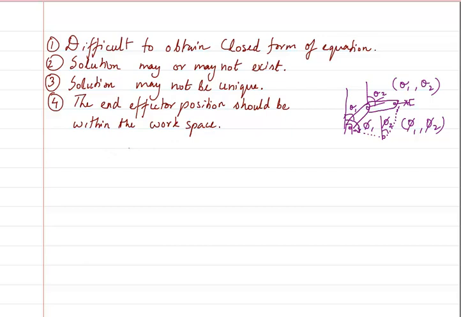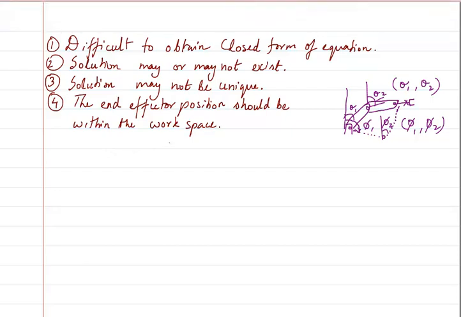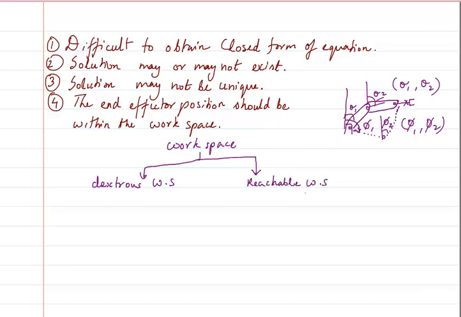Workspace, I will divide it into two portions, or two different kinds of workspace. One is called the dexterous workspace. The second one is called the reachable workspace. What is the difference?